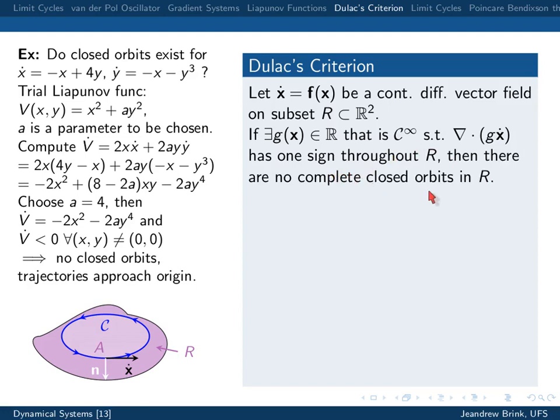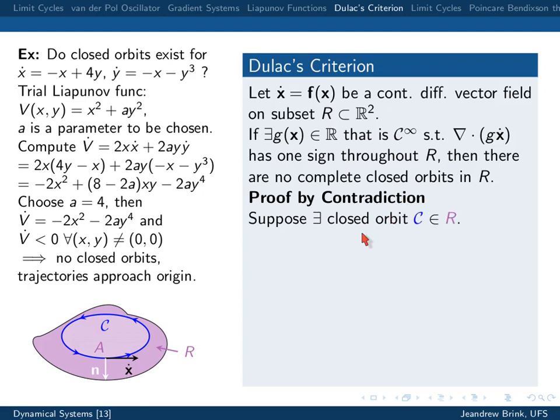And the proof is nice because it's subtle and it's a little bit different from the things we've been doing up until now. Okay, so the proof is once again by contradiction. So the proof goes, suppose there exists a closed orbit, and we're going to call that orbit C in R. So we have this closed orbit, we call it C, it lies entirely inside of R, and that's an assumption that it exists.